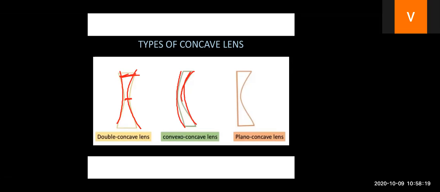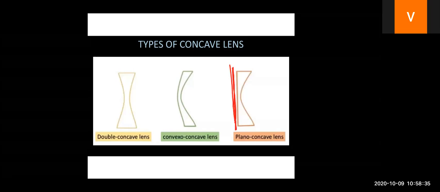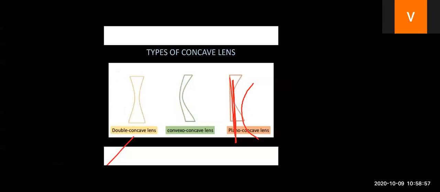Convexo-concave lens, right? Now here, if you see children, one surface is plane and the other surface you can see is concave, right? As here this was concave and this was convex. So similarly here this surface is plane and this is concave. So this is a combination of a plane surface and a concave surface. So it is your plano-concave lens, right? Now this double concave lens is simply called a concave lens and this we are going to study in this chapter.